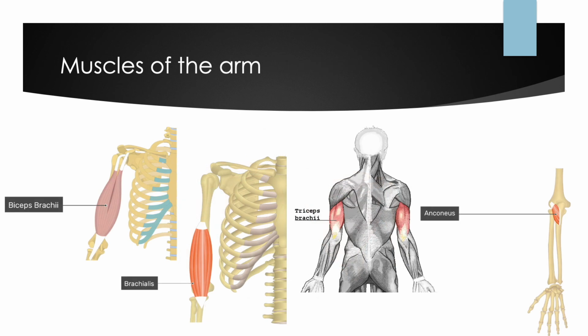So now we're going to be talking about the muscles of the arm. For the muscles of the arm, we have the biceps brachii, which you should all be familiar with. If you're doing a curling motion, for example, you would be working out your biceps brachii. Next, we have the brachialis, which is below the biceps brachii and kind of sits in between the biceps and the triceps, which leads us to the triceps, which is the next muscle shown here. And then finally, we have the anconeus, which is a muscle located in your elbow region.